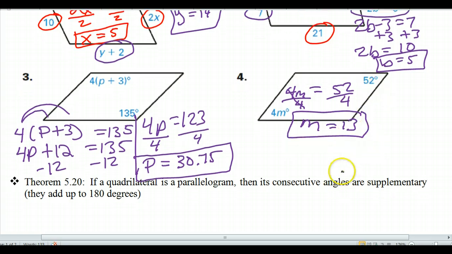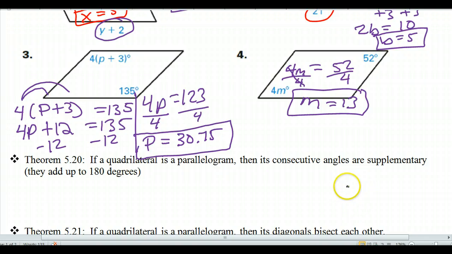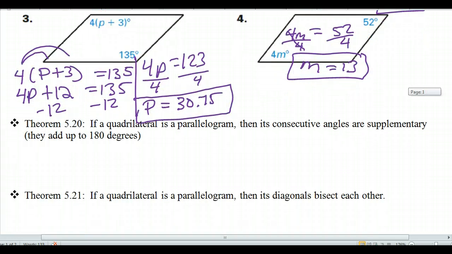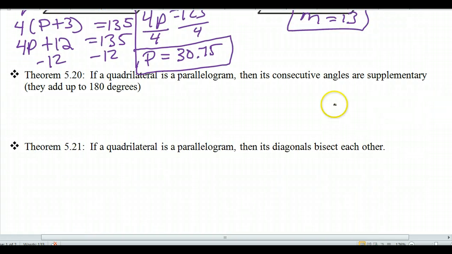Okay, so let's move on. I promised you 4 properties. So far I taught you 2. Opposite sides are congruent. Opposite angles are congruent in a parallelogram. Let's see if it's time for the next property. If a quadrilateral is a parallelogram, then consecutive angles are supplementary. And what does supplementary mean? They add up to 180 degrees.